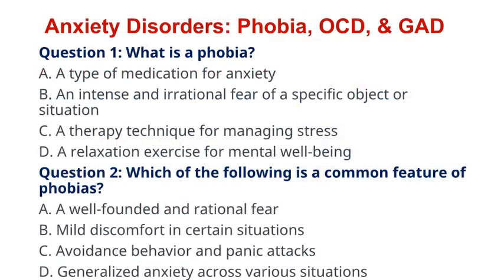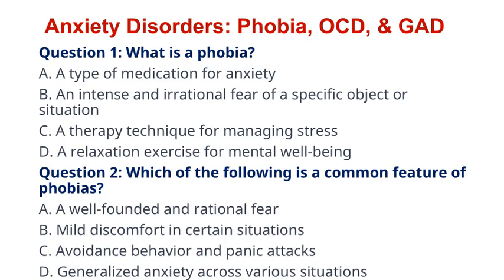Let's attempt to solve some important MCQs one by one with a brief explanation. Question 1. What is a phobia? A. A type of medication for anxiety. B. An intense and irrational fear of a specific object or situation. C. A therapy technique for managing stress. D. A relaxation exercise for mental well-being. The correct answer to question 1 is option B. An intense and irrational fear of a specific object or situation. Explanation. A phobia is characterized by an intense and irrational fear of a specific object, situation, or activity.